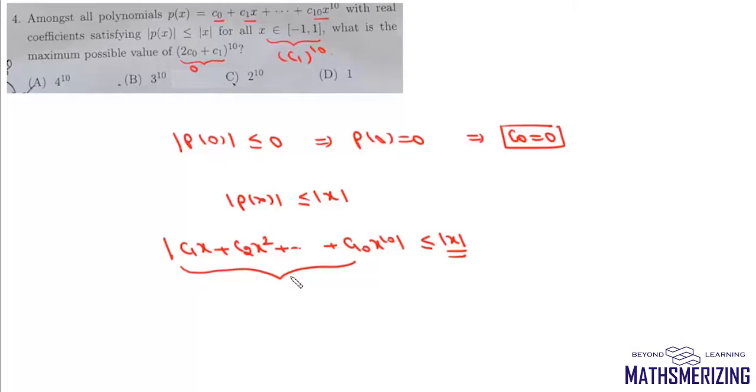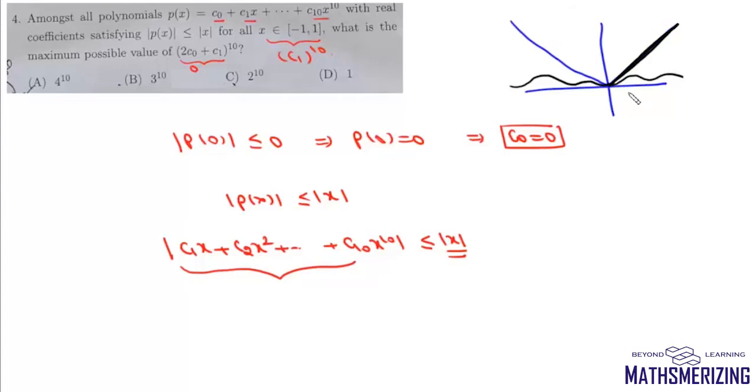So modulus of this polynomial function is less than mod x, that is, the graph of this function should always lie below the graph of mod x. Now if we look at mod x, this is the mod x function, and this function on the left, its value should lie somewhere below this graph. Now if we consider the maximum value of this function, it will be when it is along this line. So that is the maximum possible value for this function.